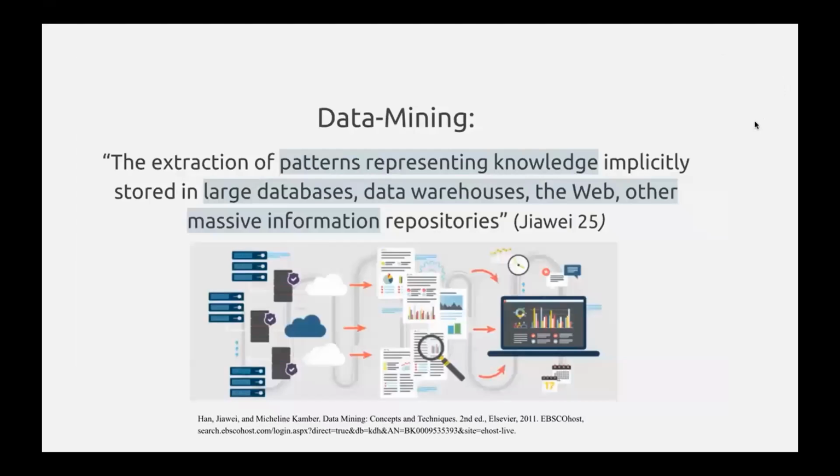So data mining by definition is the extraction of patterns representing knowledge. This means data is going to be stored in large databases as well as other massive information repositories. But in simpler terms, data mining is the process of collecting huge sets of data from people and then using them for purposes like analysis.